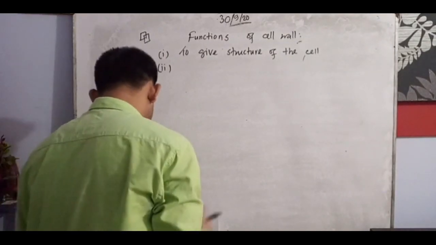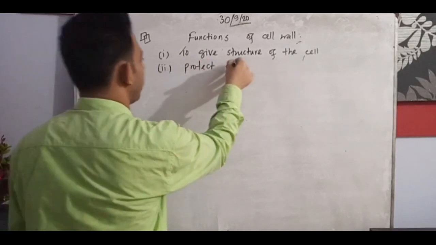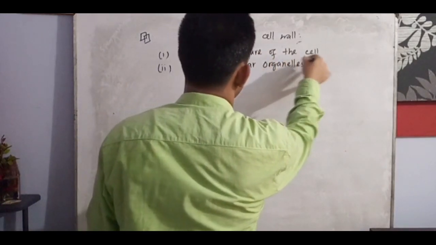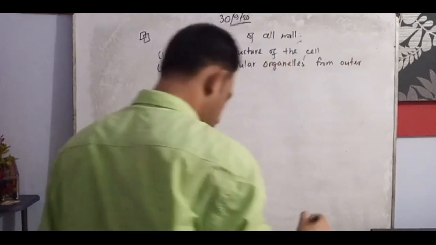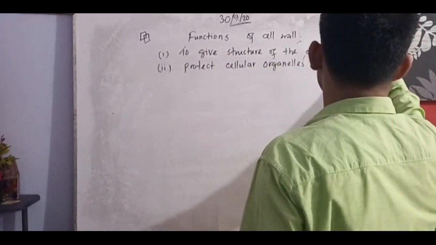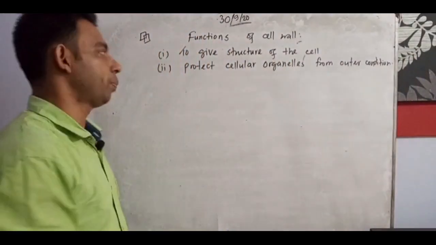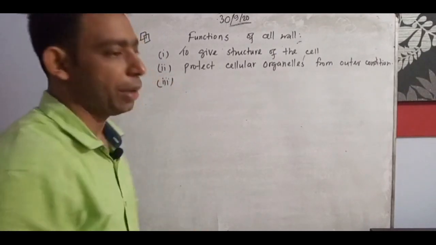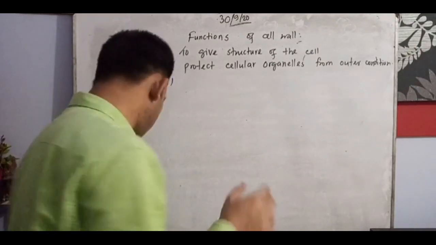They can protect cellular organelles from outer conditions or the outer environmental condition. You can write any outer condition; they can protect the inner cellular organelles. Number 3, many functional activities you can write, but I can write some important ones from the book.